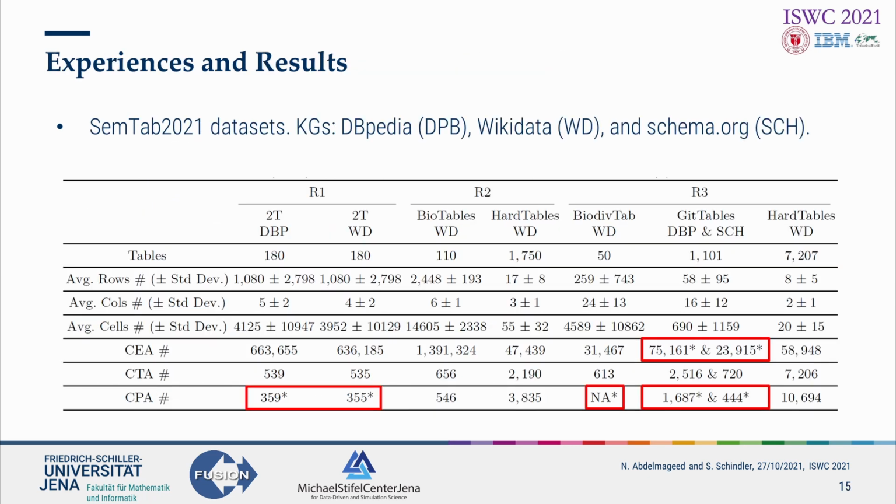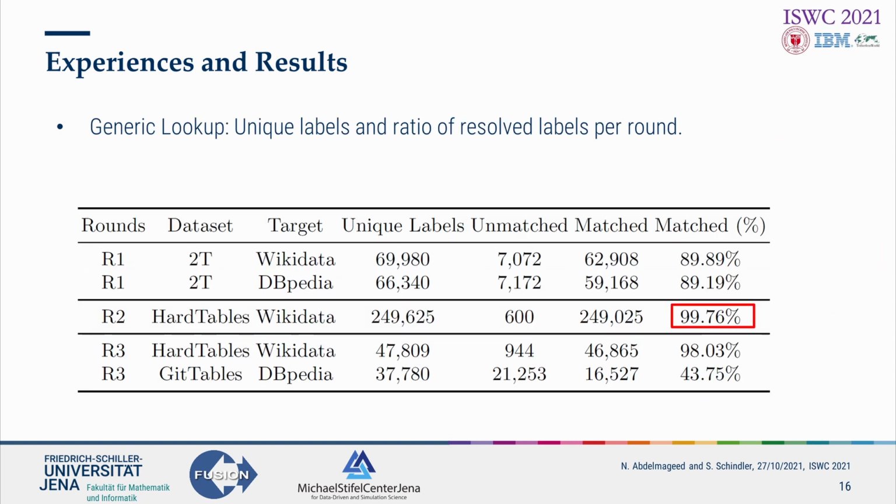In the following, I would show our experiences and results. The table below shows our analysis of the given datasets, where the highlighted entries are the targets we have generated to complete our experiments. Our generic lookup managed to match more than 99% of the unique values in round 2. Thus, we rely on it as our stand-alone strategy to handle the spelling mistakes.